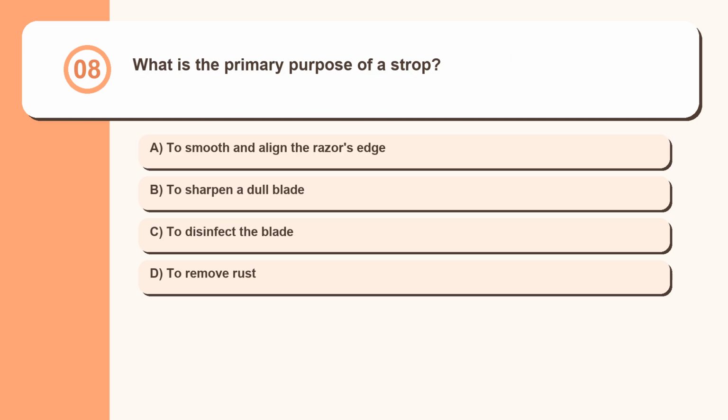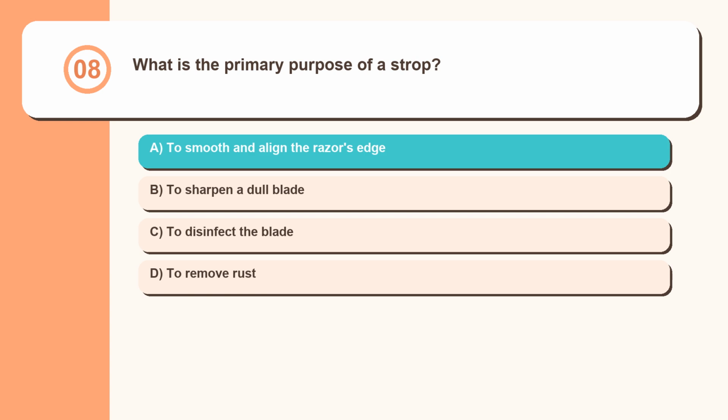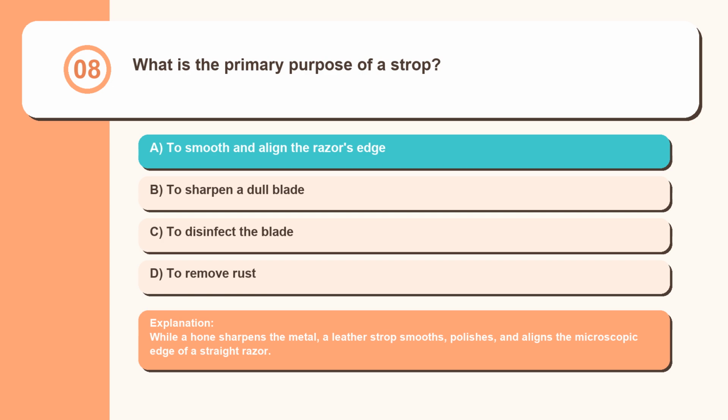Question 8. What is the primary purpose of a strop? To smooth and align the razor's edge, to sharpen a dull blade, to disinfect the blade, to remove rust. While a hone sharpens the metal, a leather strop smooths, polishes, and aligns the microscopic edge of a straight razor.